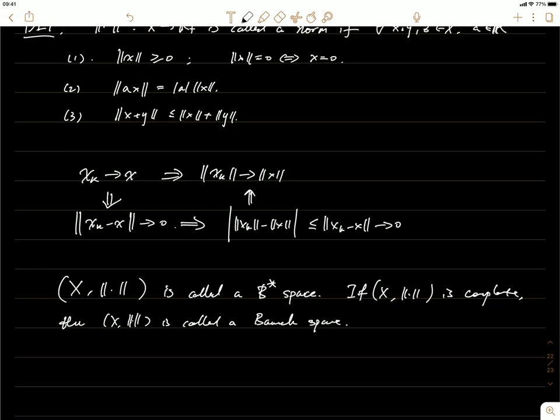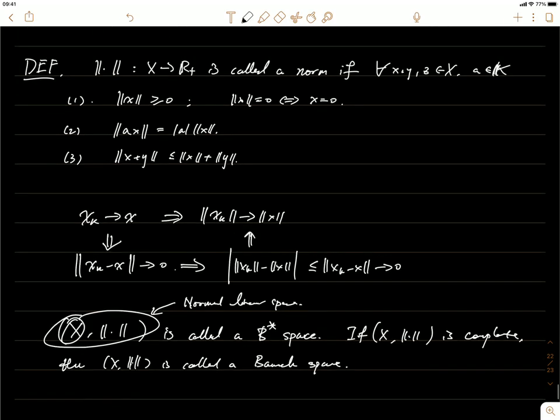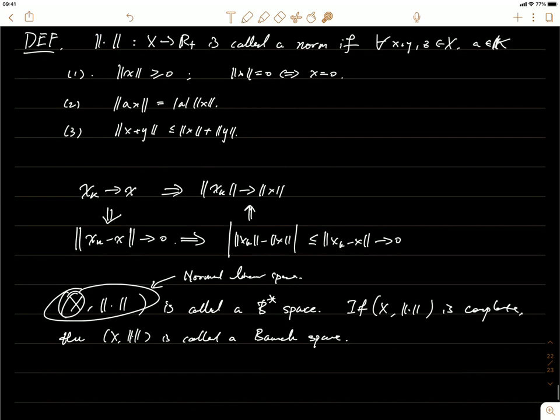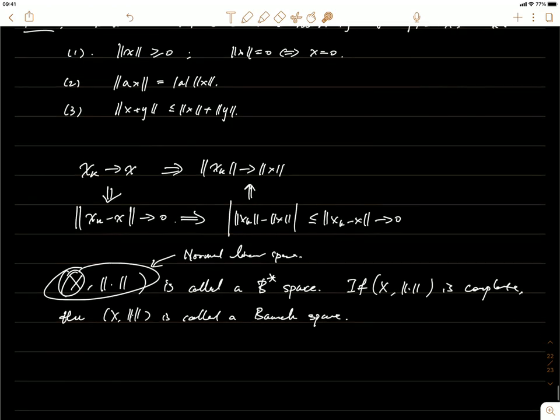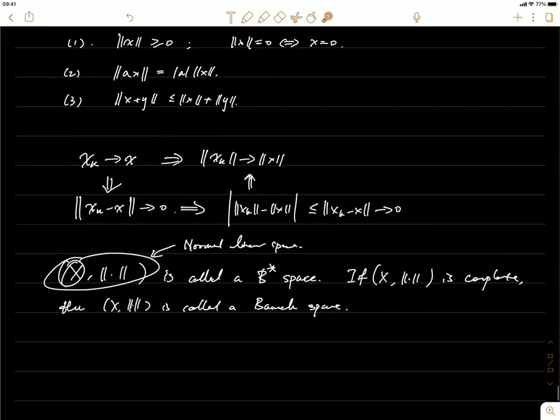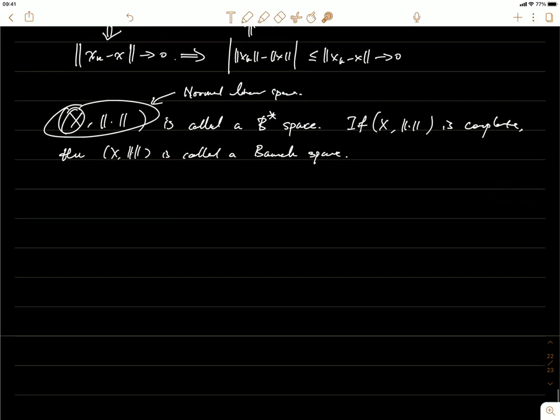Okay, so you can see that if we only have the norm, this is actually what we said in the title, the normed linear space. The reason is that this is a linear space itself, and it is also equipped with the norm as we defined here. So it's called a normed linear space. And if it's complete, then we call it a Banach space. So in other words, a Banach space is a complete normed linear space, or complete normed vector space. Okay, so that's the definition of a Banach space. Let's see a few examples.